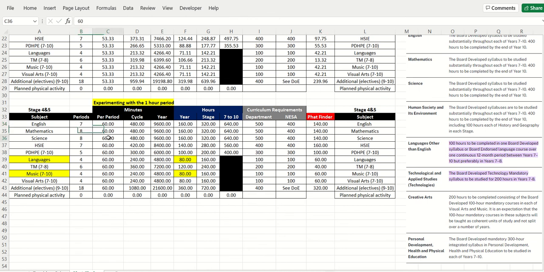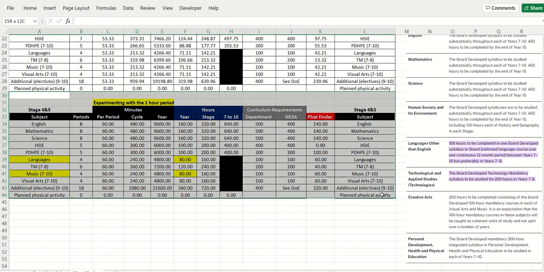So English would have 7 60-minute periods and would still be over by 6. And you can basically change this up. HSIE can drop to 6, and it would still be over by 80. Could HSIE drop to 5? Well, HSIE would be flush if it went to 5.